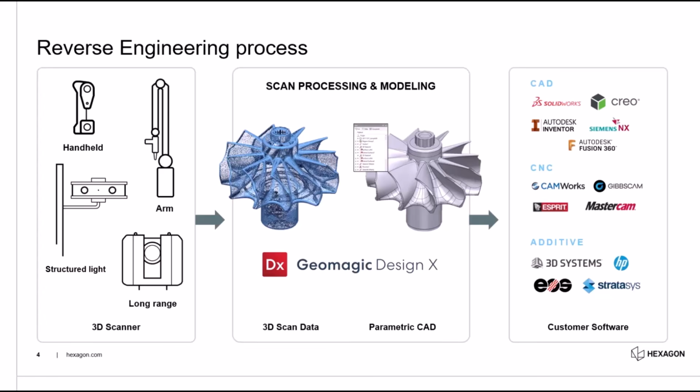model information from it, whether it's CAD model information. Sometimes people want to go straight over to additive, as you can see on the right-hand side. But many times people want to extract CAD model information, both design intent or as built, and send that over to CAD.